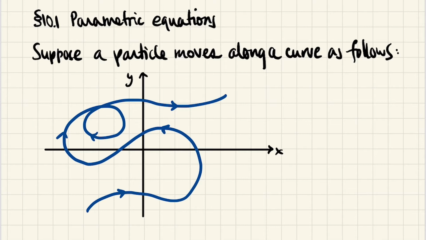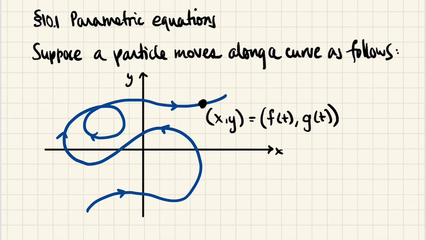However, by introducing the concept of parametric equations, we could look at a point on this curve and say it's (x, y). Well, we could define x as a function of t and y as a completely separate function of t. And this is called parametric equations. So now you would give a specific t value, and f of t would simply track that particle's x coordinate, and g of t independently tracks that particle's y coordinate.